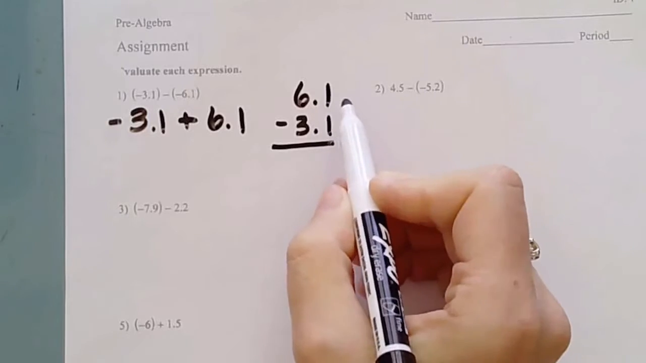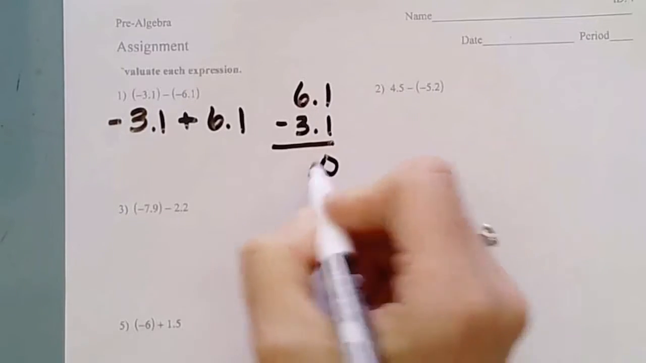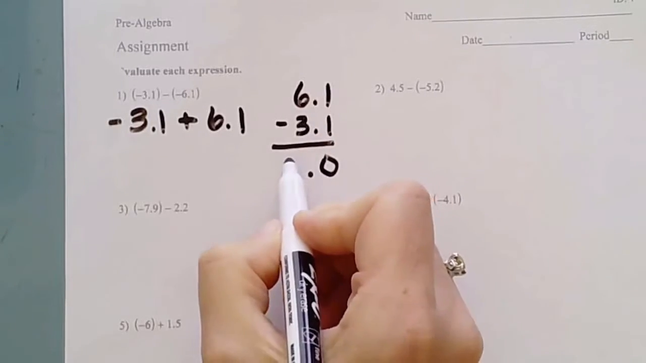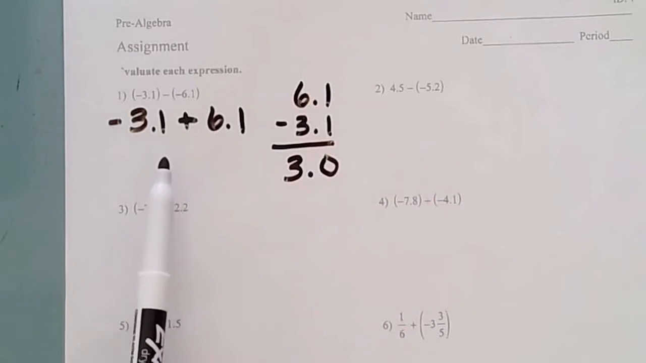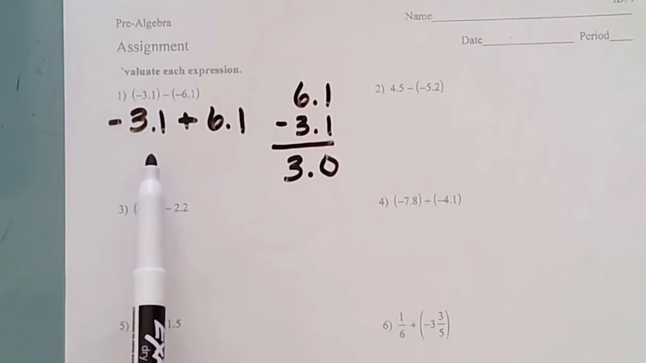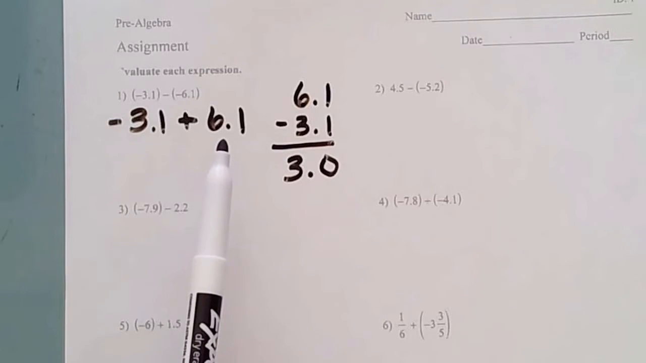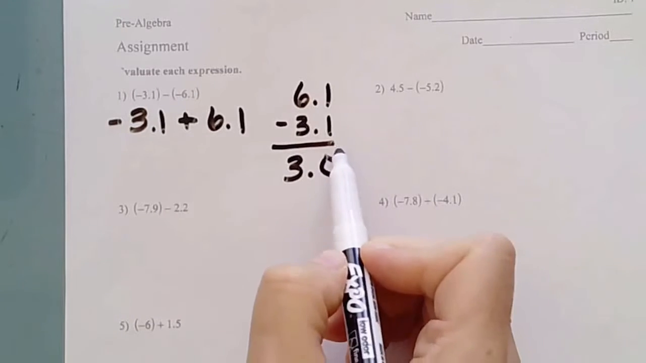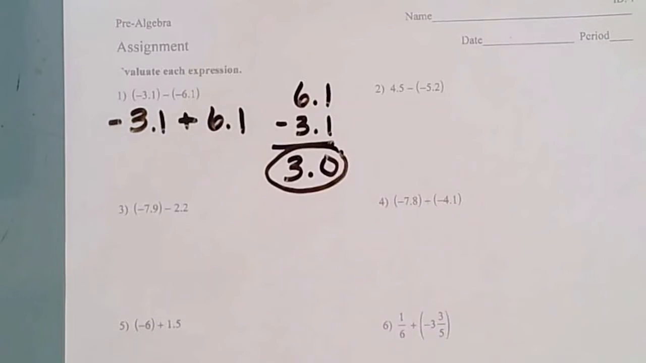And I start in the tenths place. 1 minus 1 is 0. 6 minus 3 is 3. And I look at the absolute values of my addends. 6 1/10 is greater than 3 1/10. So my answer will be positive because 6 1/10 is positive. So the answer for this one is positive 3, or 3 0/10.